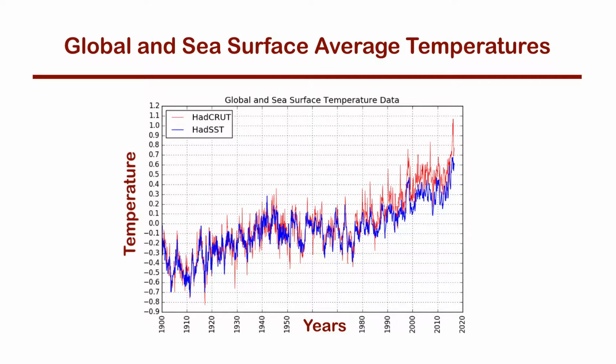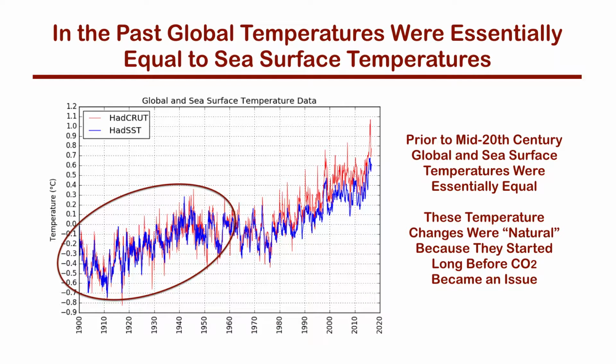Okay, so we've talked about the global and sea surface temperature data. This is a plot of those data. Temperature is on the vertical axis and years on the horizontal axis, and I've only plotted it from 1900 up to 2020 because all the significant conclusions can be drawn with that reduced span of years. So the red line is the estimated global temperature data. The blue line is the estimated sea surface temperature data.